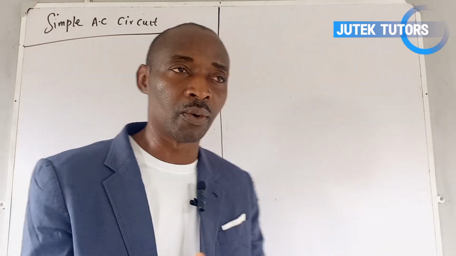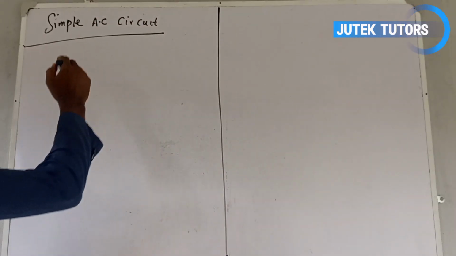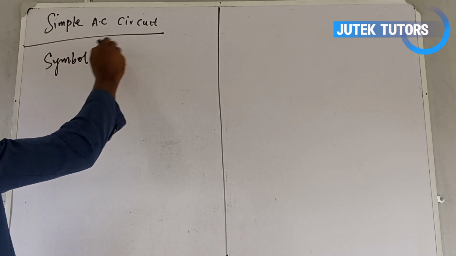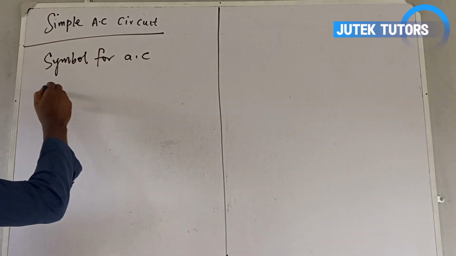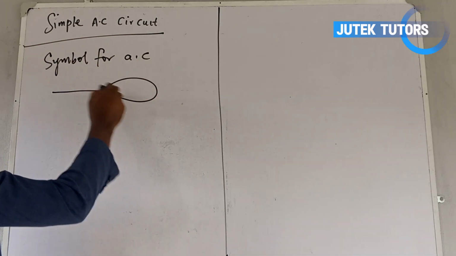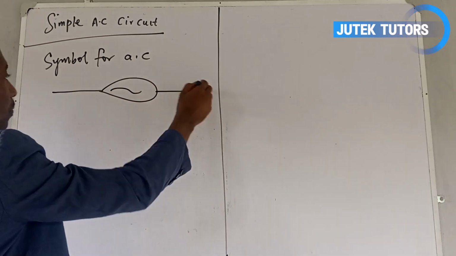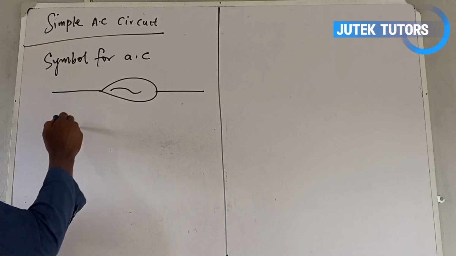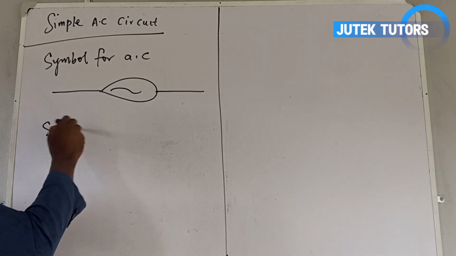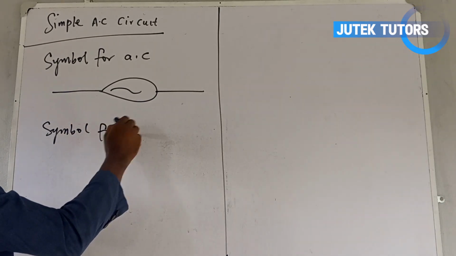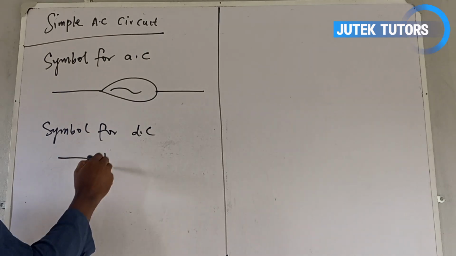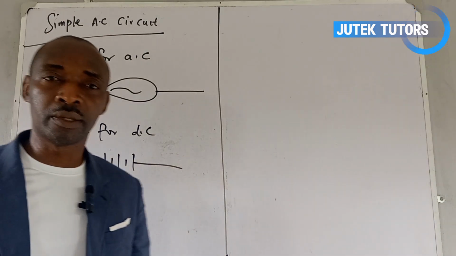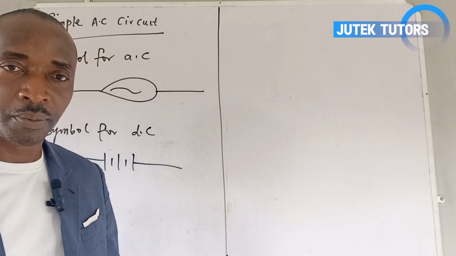What are the symbols for alternating current? The symbol for AC current, this is a symbol. We have something like this with a wave. This is the symbol for alternating current. Then the symbol for DC current, you can use something like that for a battery. This is the symbol for a DC current.